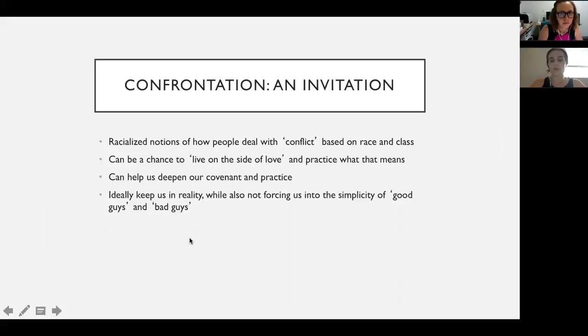Okay, so rounding out, finishing it up, confrontation as an invitation. So when we think about the kind of soul work we're trying to do, the kind of spiritual growth, I invite us to think about what are the possibilities of how confrontation can actually help us mature in our understanding of organizing, but also mature in our practices of love and bring a greater amount of discipline to our social change work. We talked a little bit about racialized notions of how people deal with conflict based on class and race, as well as a lot of other identities.